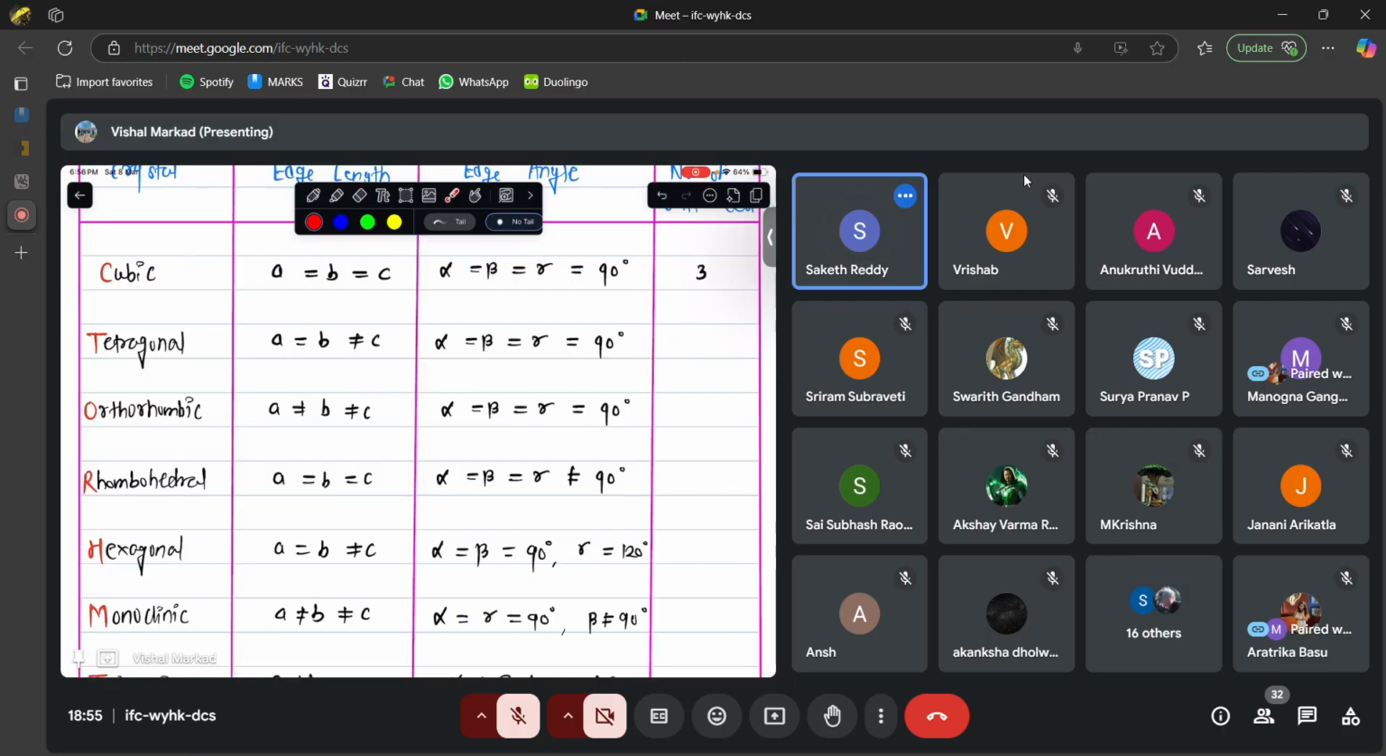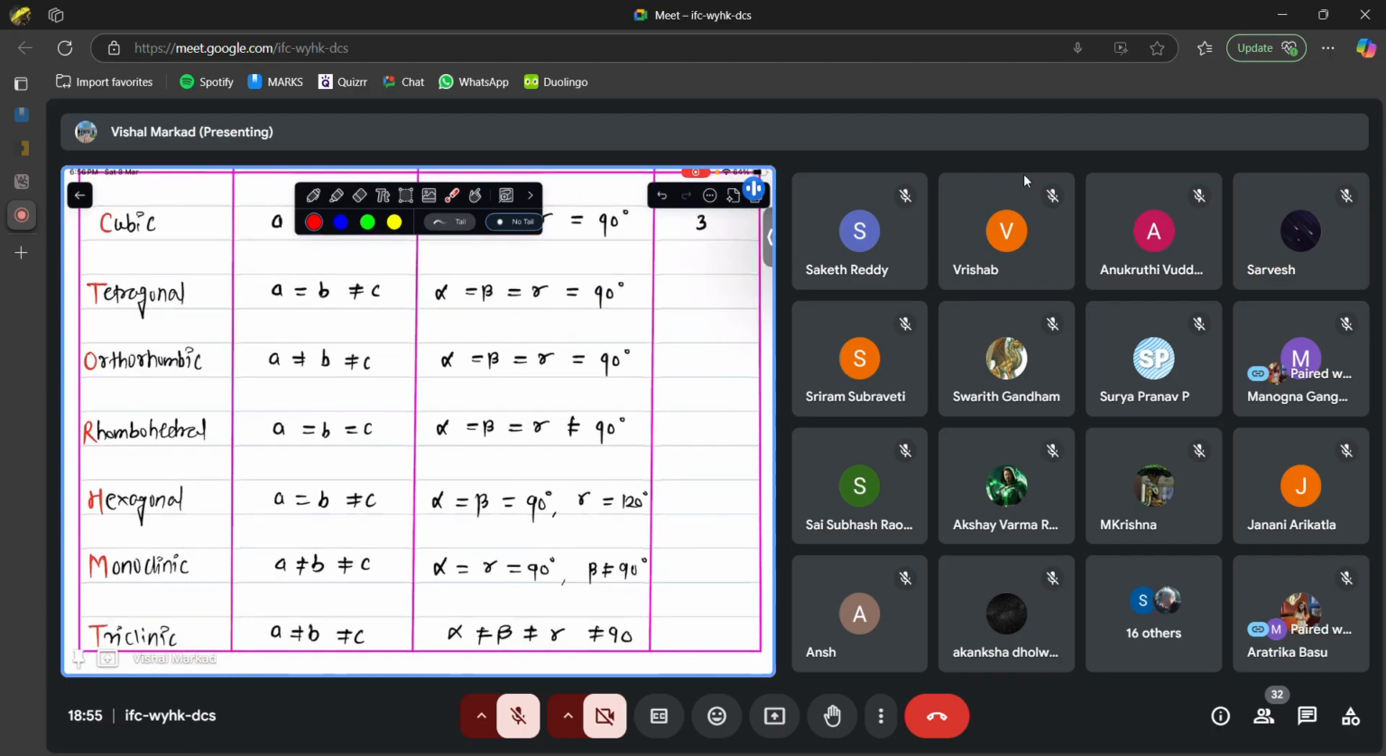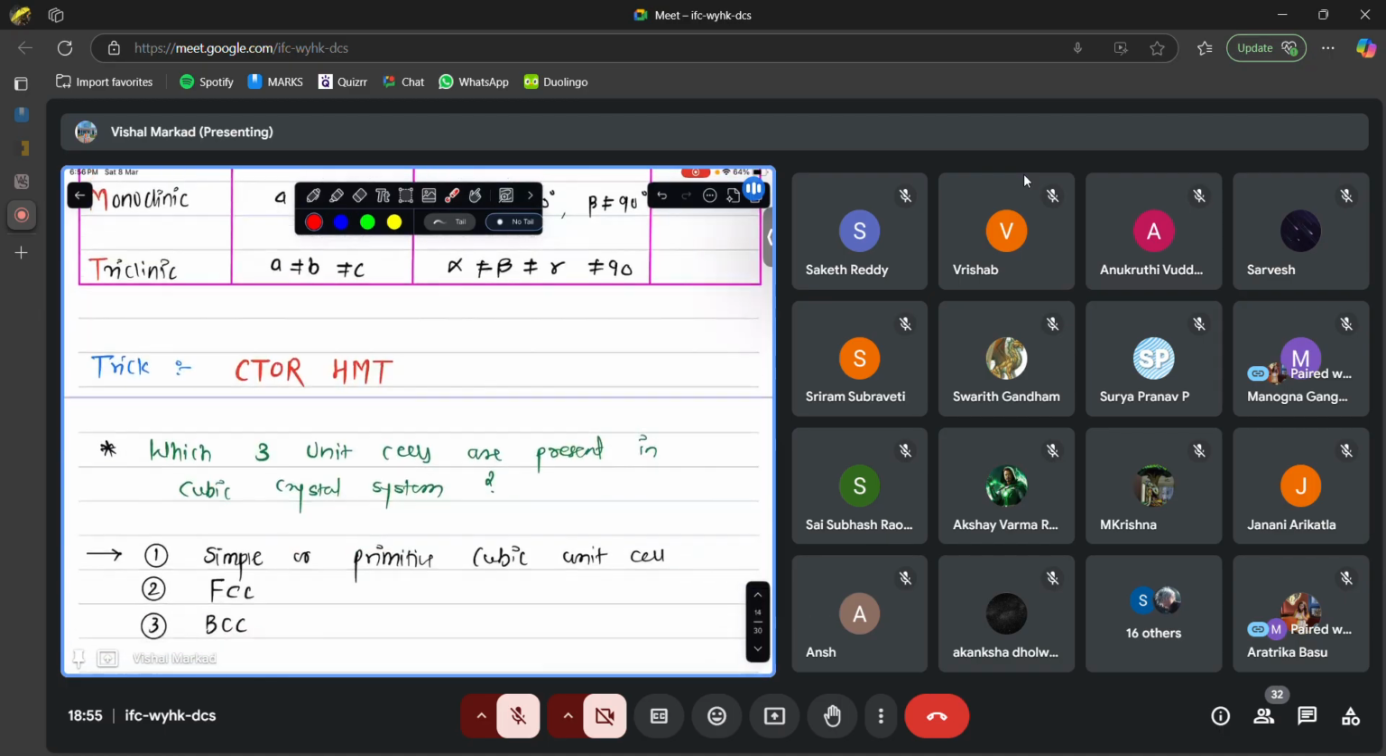Okay, yes sir, I got it. So some will have 2, some will have 4. So the total value comes as 14. Basic systems, how many are there? 7 are there, but those 7 can again be arranged in different ways, like 14. Okay, not required, don't worry.